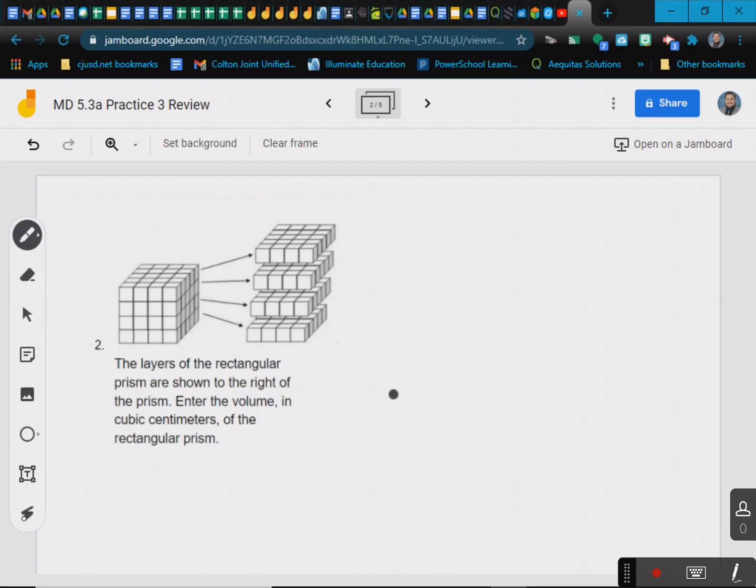The layers of the rectangular prism are shown to the right of the prism. Enter the volume in cubic centimeters of the rectangular prism. So I'm just going to find one layer, and I know it's going to be times 1, 2, 3, 4. I know it's going to be times 4. That's how many layers there are, right? That's my height. I still need to find my width and my length, and we'll be multiplying them all. So my length is going to be from here to here. I see it's 4. 1, 2, 3, 4, right? My width is from here to here. It's 1, 2, 3, 4, 5. So 4 times 5 times 4.